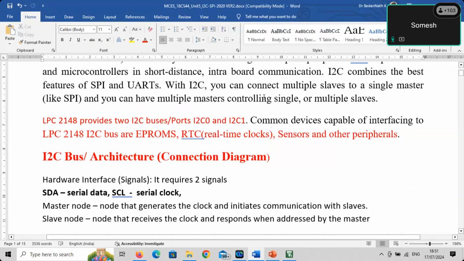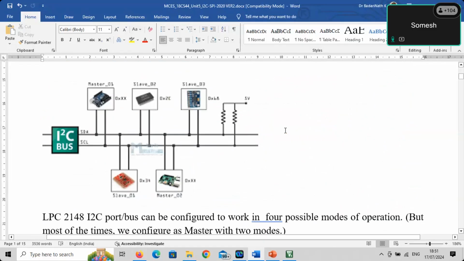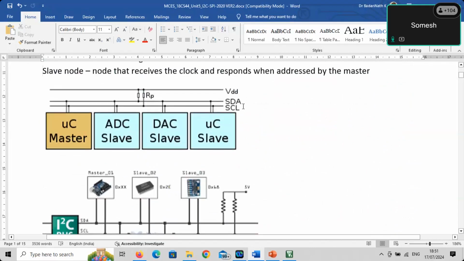Now, let us understand the hardware architecture. I2C architecture is supported by two pins which are part of the bus. When I say I2C bus, there are always two wires. It's called a two-wire protocol. So what is the first wire? The first wire is called SDA. SDA means serial data.